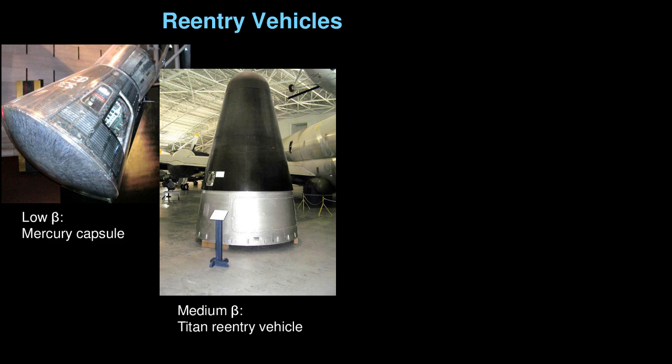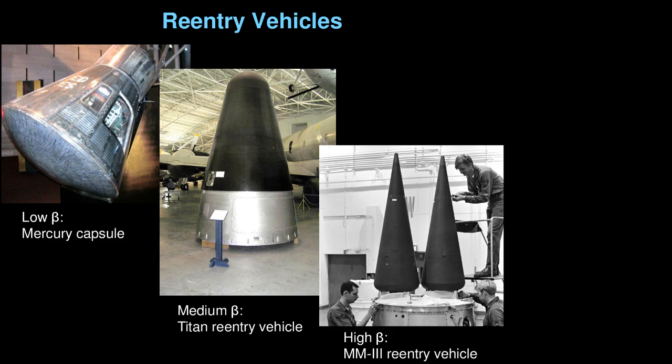So for the Titan reentry vehicle, this would come in with a pointy end first, but you can see it's large, it's fairly blunt, and this is sort of a medium value of beta. On the other hand, if you go to something like the Minuteman III reentry vehicle, you go to something which is a very high beta. So it's pointed, it's very narrow, and so the drag on these warheads is quite small.